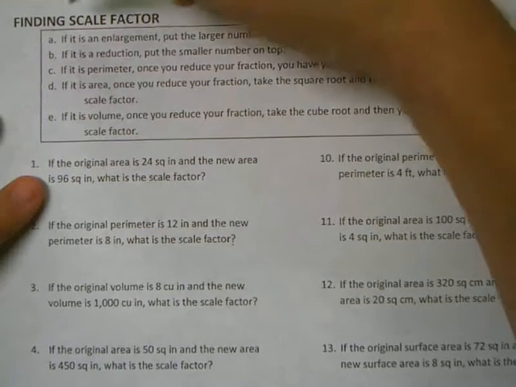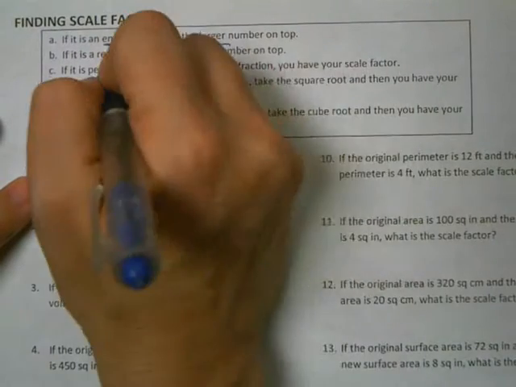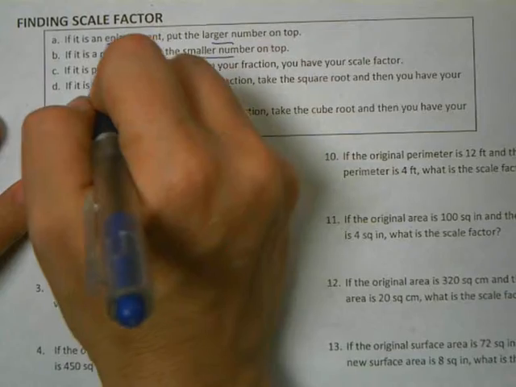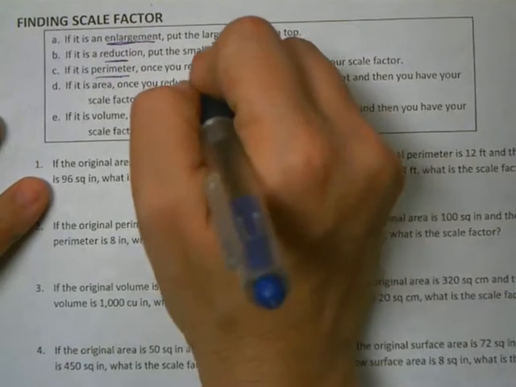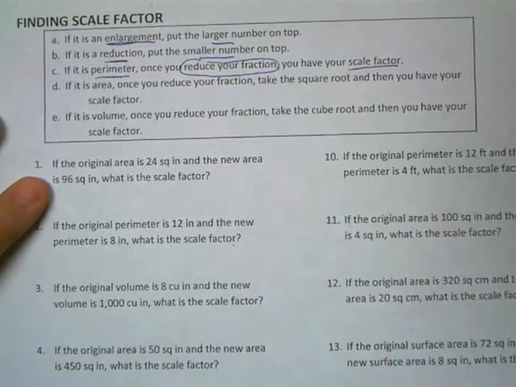When finding scale factor, if it's an enlargement, you're going to put the large number on top. If it's a reduction, you put the small number on top. If it's perimeter, you just have to reduce the fraction, and that is your scale factor.